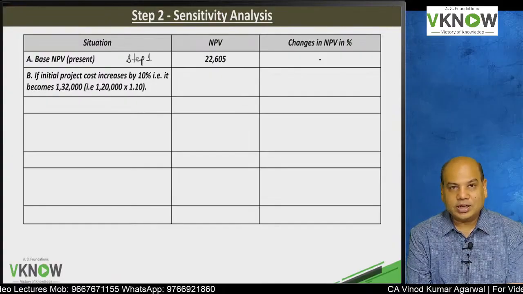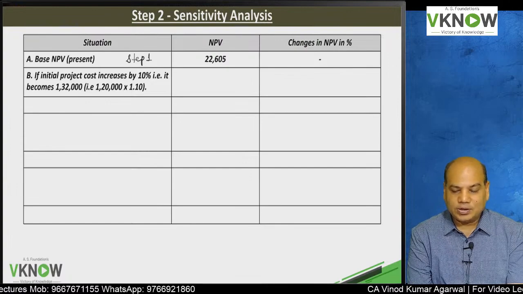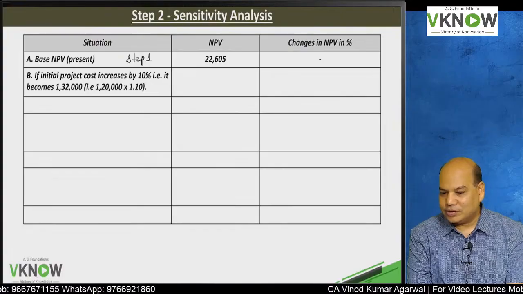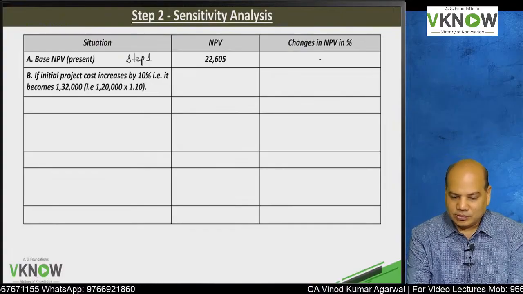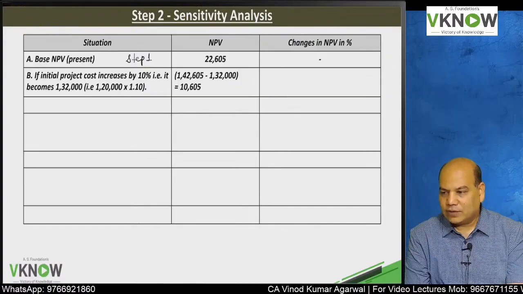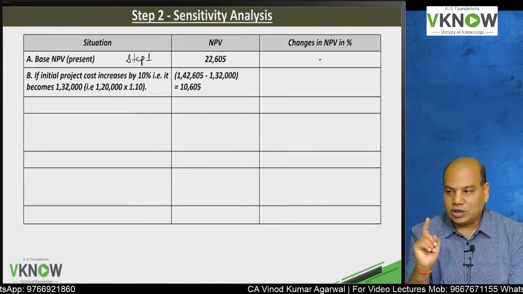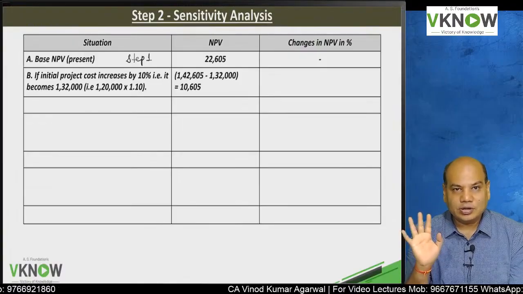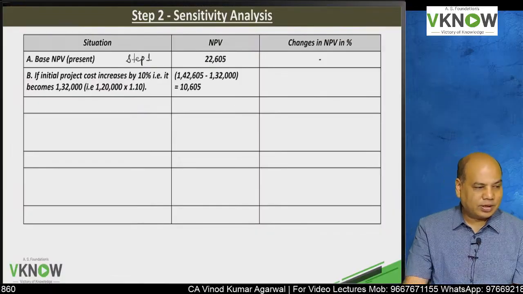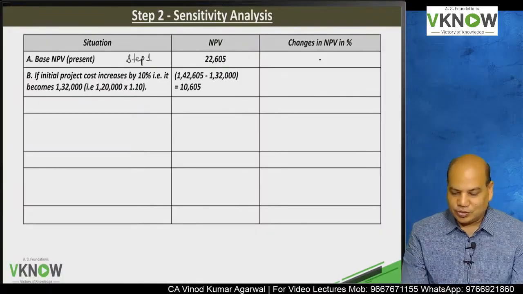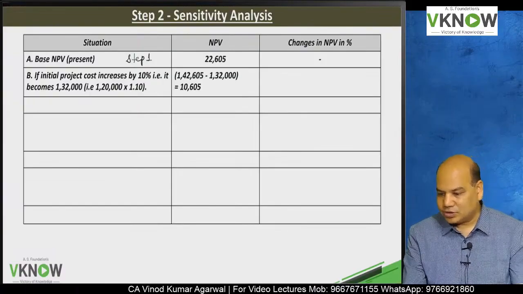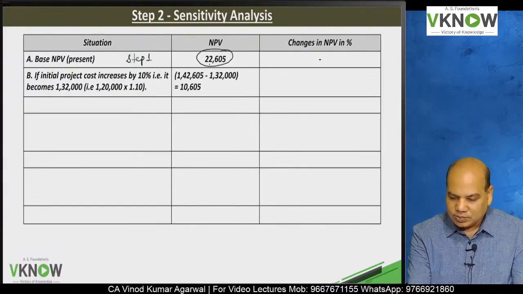And in bracket write the calculation, 1,20,000 into 1.10, 10% increase. So what will be the NPV now? The NPV now will be 1,42,605, we have already calculated. That will not change. Minus 1,32,000. So therefore the answer is 10,605. This is my base NPV.